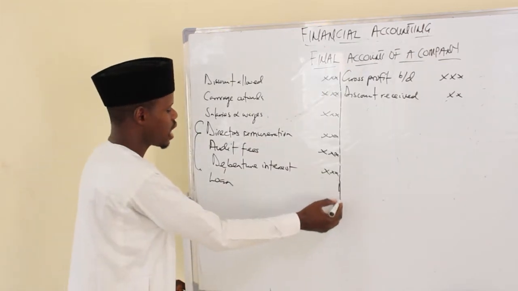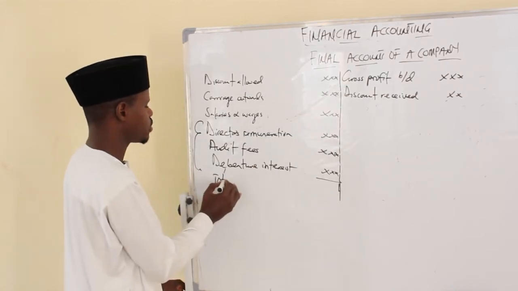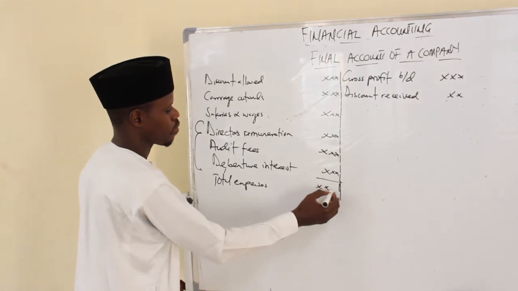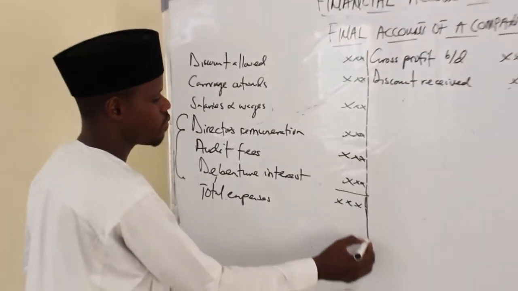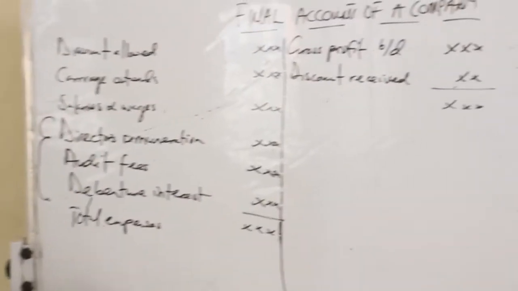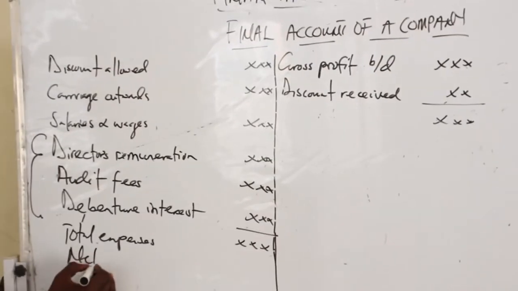Now, by the time you add these items here, you are going to have the total expenses. And if you compare the total expenses with the income side, if the income is higher than the total expenses, we are going to have a net profit.